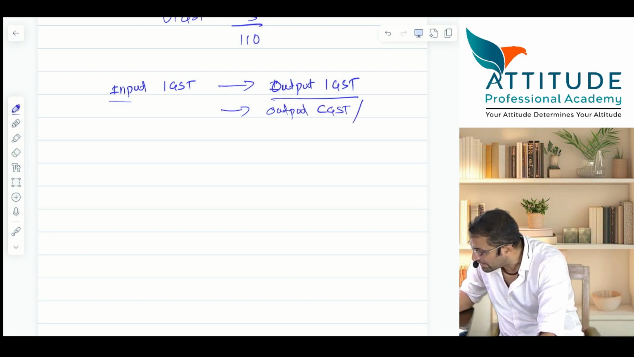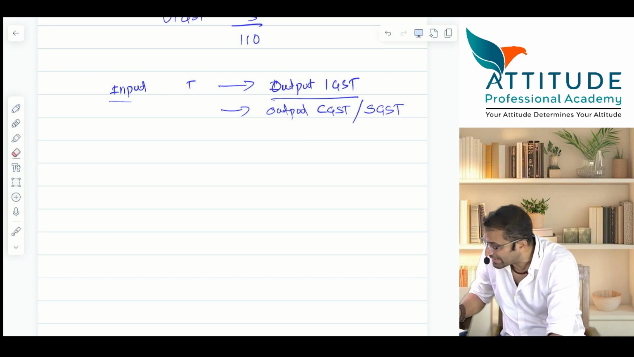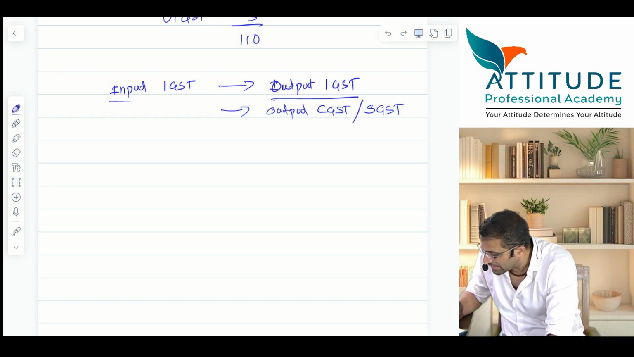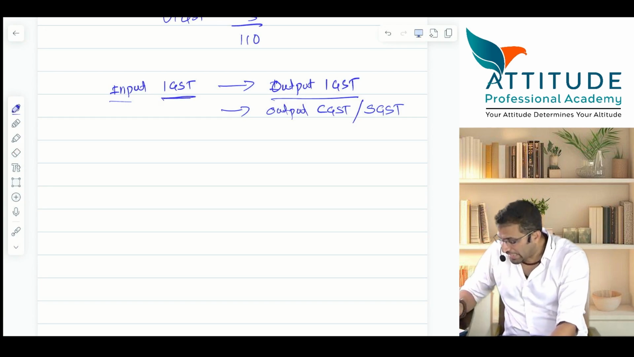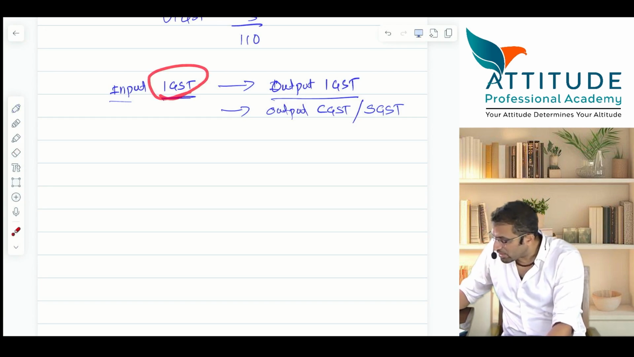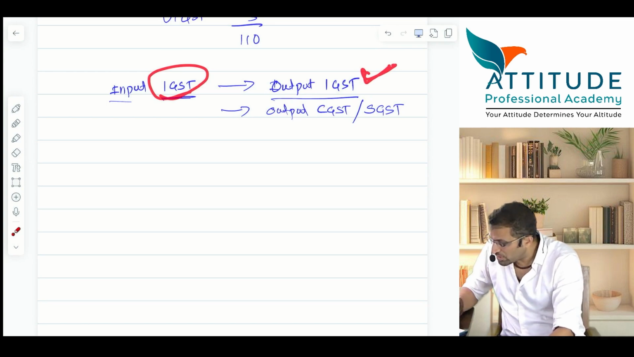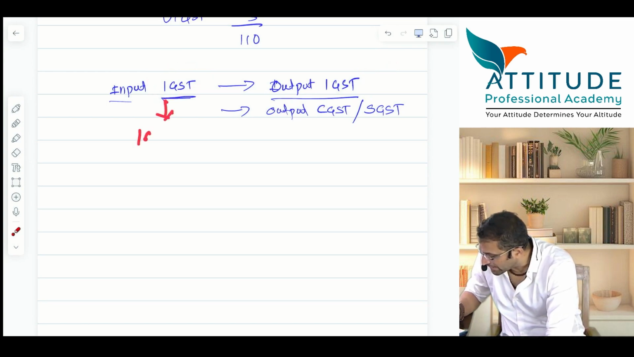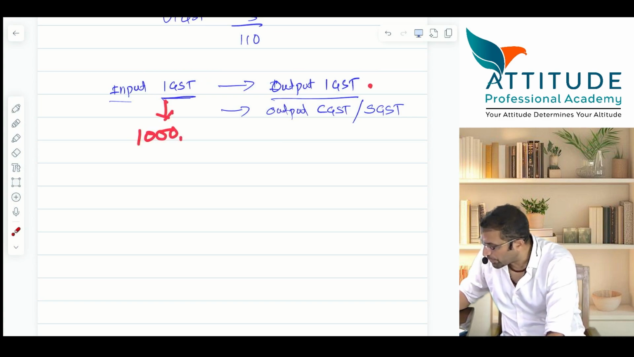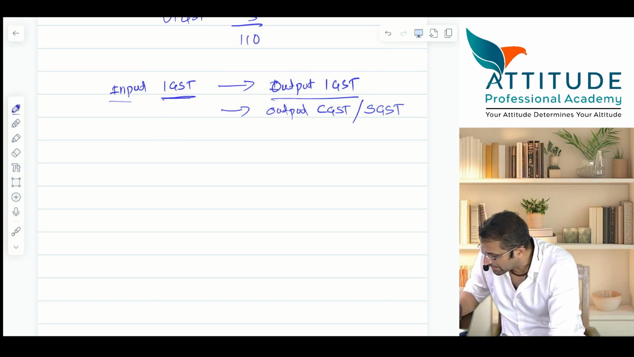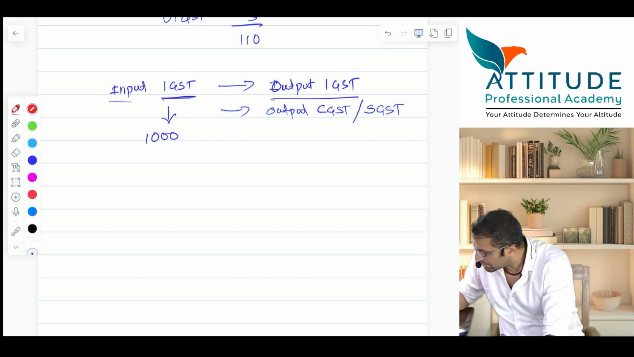Then second, you can adjust with output CGST or even SGST, because this is integrated. And integrated can be set off against, first it should be set off against IGST only. Suppose you now have input of 1000. How much? 1000. Output payable, I'll give an example. Here 1000. Okay, output payable I will take here 600.